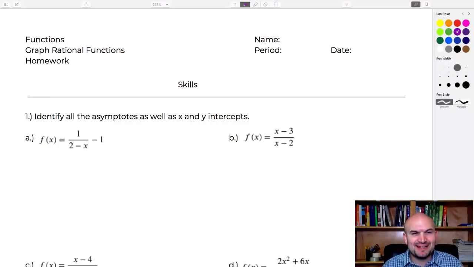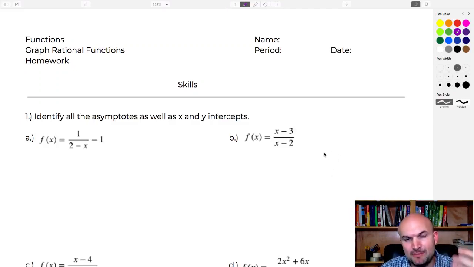All right, welcome everybody. So what I want to do is cover a homework assignment for graphing rational functions. Now, I'm actually not going to get into much of the graphing portion of that, because typically what I'll do is just go ahead and use Desmos or a graphing calculator when we need to graph.